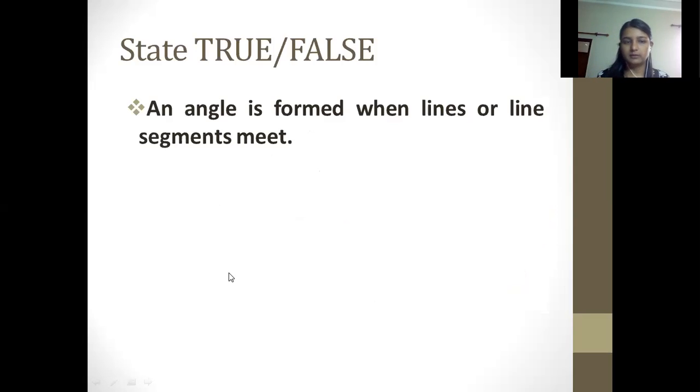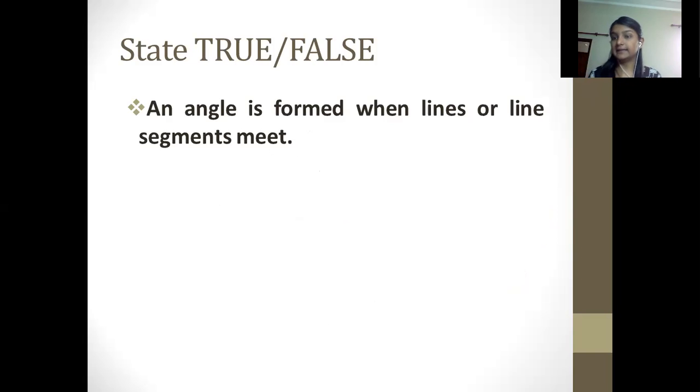Okay. Yes. So students, you have to answer true or false. An angle is formed when lines or line segments meet. What do you think? When lines or line segments meet, do they form an angle? Yes, I'm giving you a few seconds. You can think about it.